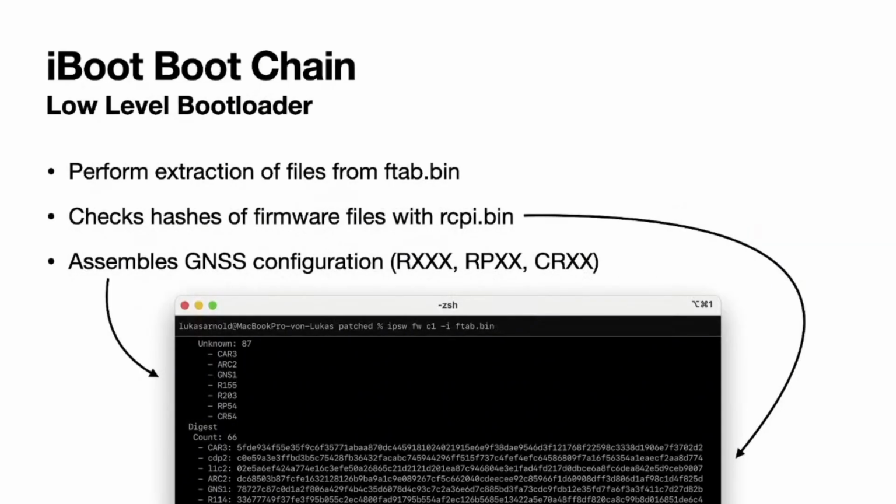The boot process, as mentioned earlier, begins with iBoot. That's Apple's bootloader, and it has a low-level bootloader component that extracts the files as we did manually before. It then checks the hashes to see if all the files are valid, and also assembles some kind of GNSS configuration based on some parameters. We assume it could be either time, location, or other parameters.